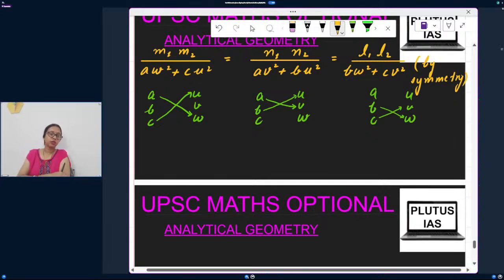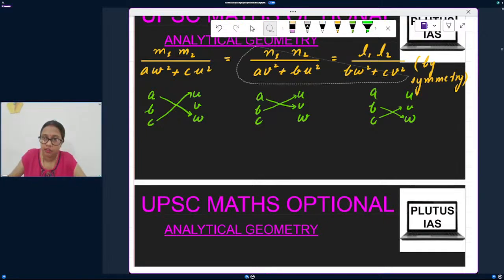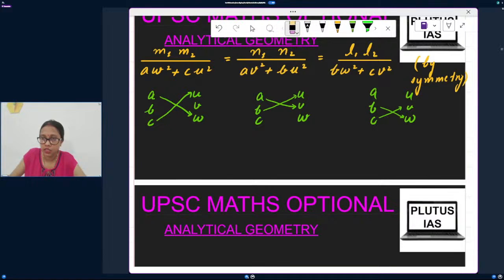This is only the one question I'm doing. There are many questions of the same type, so please do the practice. And okay, this is done. So now how is it helping us? It is actually the first part that is done now. How? If I equate it with, let's say, some k, then you have the values of L1 L2, M1 M2, N1 N2, just multiply by k.